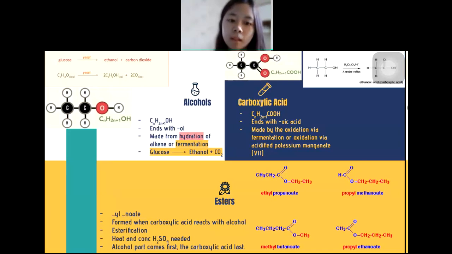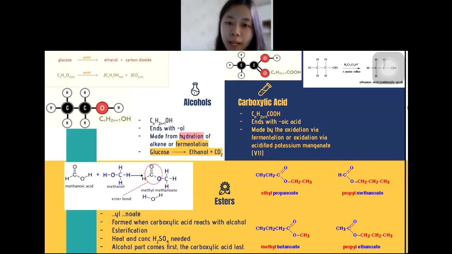They can be made by oxidation via fermentation or oxidation with acidified potassium manganate. Next, we have esters, which are products of carboxylic acids and alcohols. Esters are formed in a process called esterification. Carboxylic acid and alcohol will make ester and water. We will discuss in the next slide why the sulfuric acid is needed. When naming esters, the alcohol part comes first, and the carboxylic acid comes last.